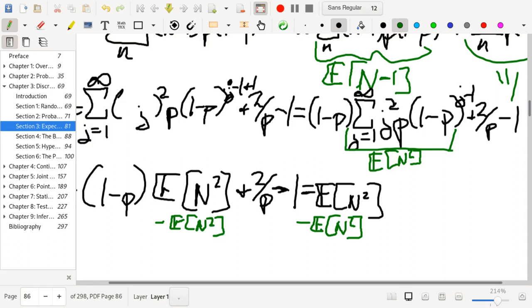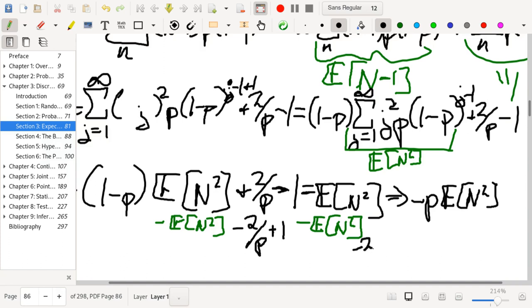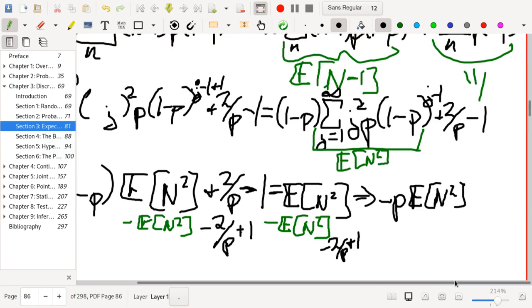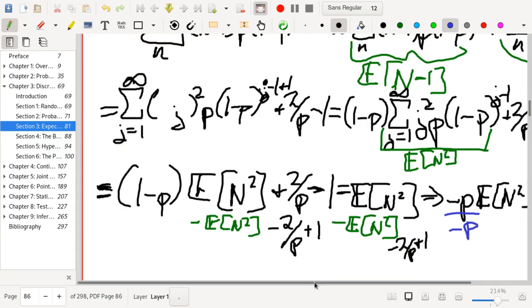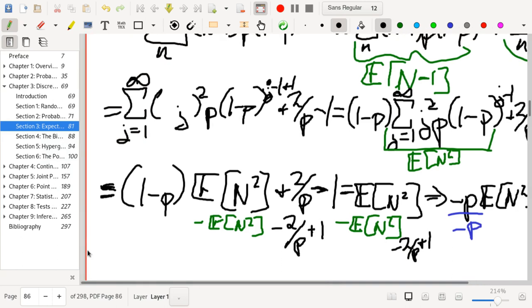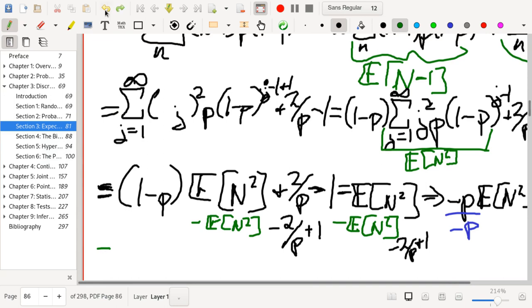And say that this is going to suggest that what is 1 minus p minus 1? That's going to be negative p. So we've got negative p times the expected value of n squared. We will subtract 2 over p and add 1 to both sides. Minus 2 over p plus 1. To get that this is equal to negative 2 over p plus 1. And then divide both sides by negative p. And now we get to say that the expected value of n squared is equal to 2 over p squared minus 1 over p.